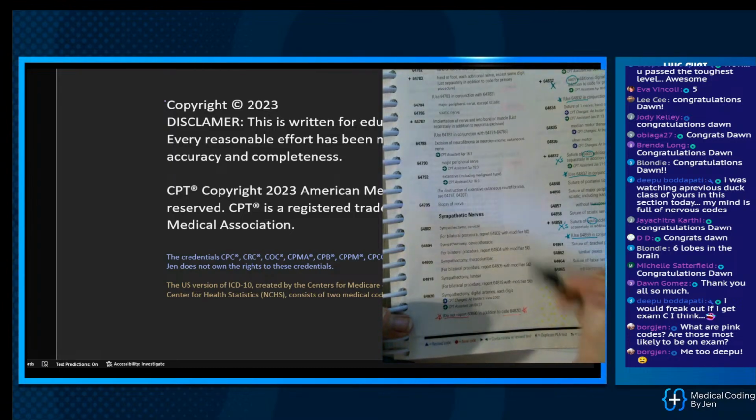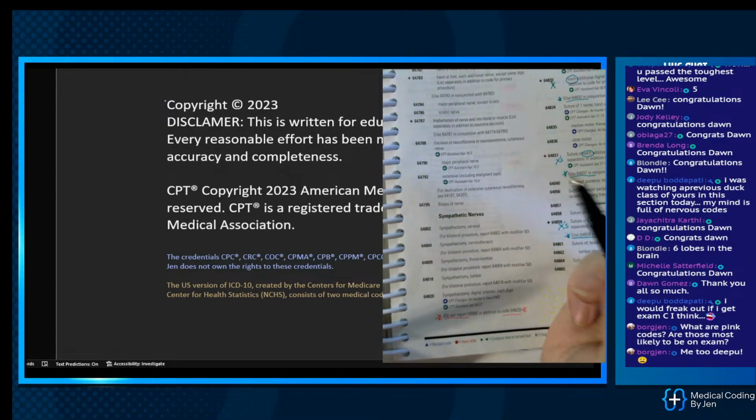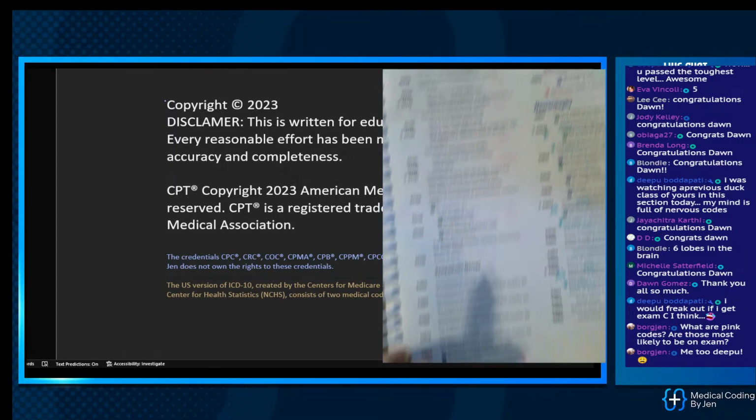Got some bilateral modifiers. I do those in blue. And some more uses.